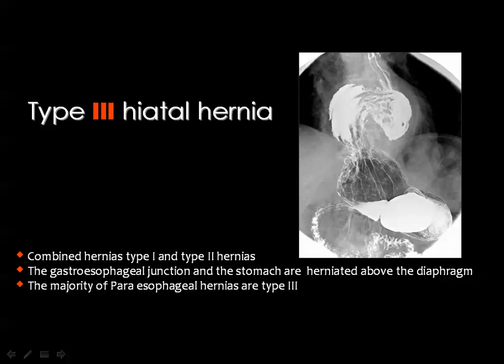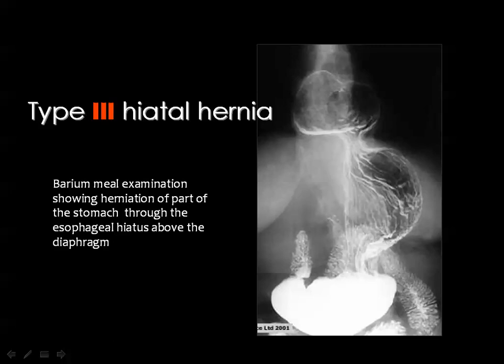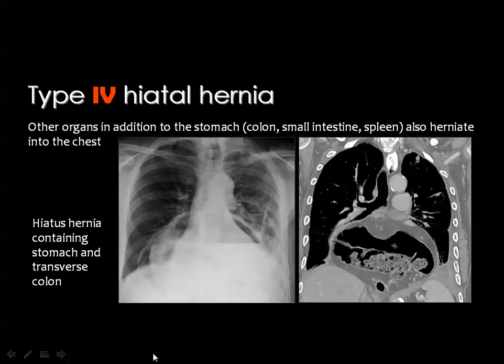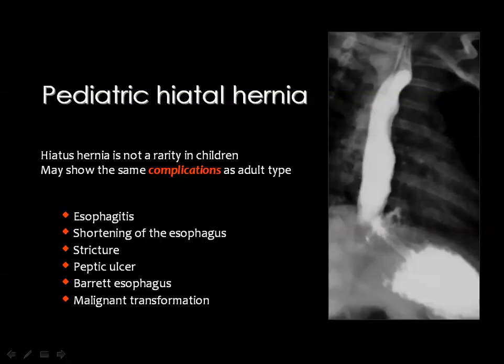Then type 3 is also commonly seen in clinical practice, where the gastroesophageal junction and part of the gastric fundus are seen above the diaphragm. And this is type 3 hiatus hernia. The gastroesophageal junction is above the diaphragm, together with a good part of the gastric fundus. And type 4 means that the hiatus hernia contains other tissues other than the stomach. In this case, you can see part of the colon herniating through the hiatus.